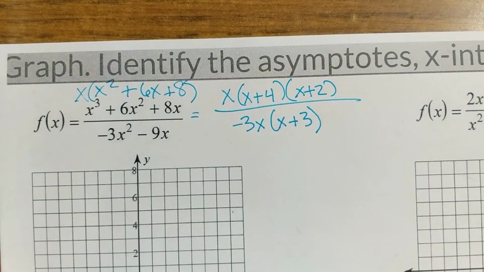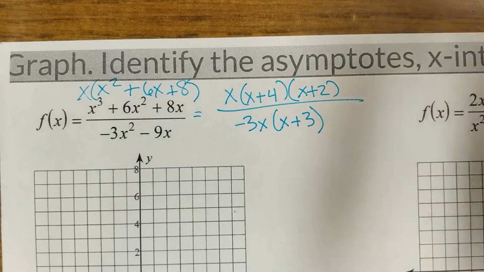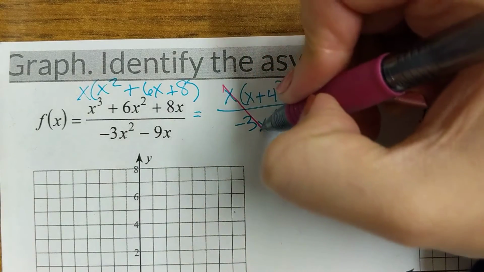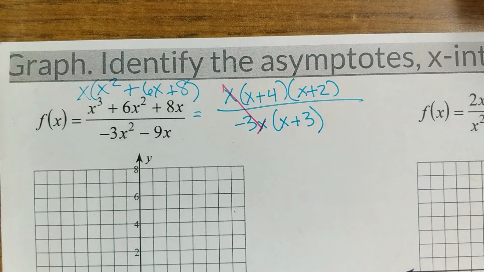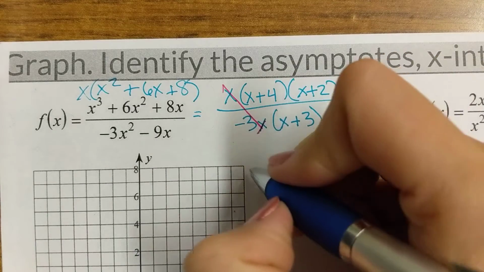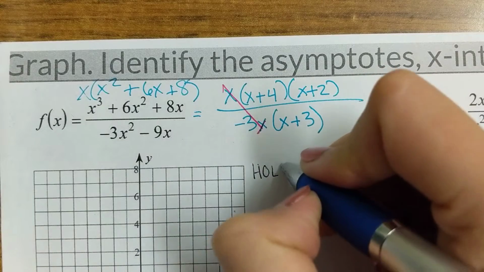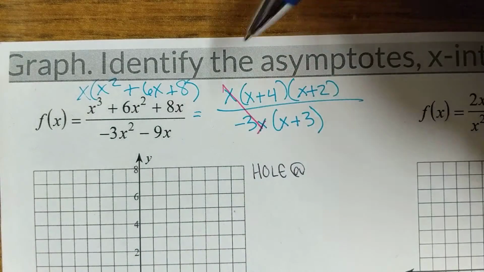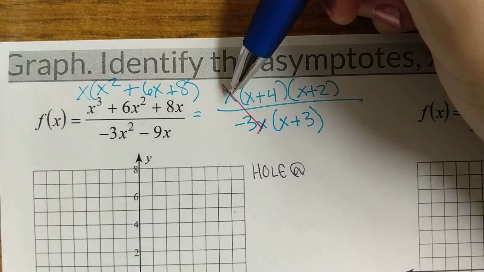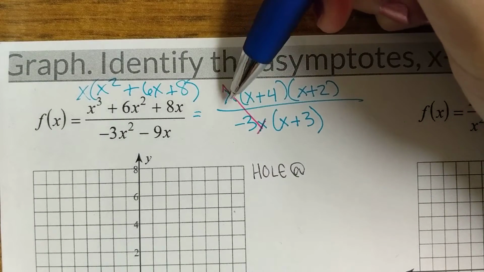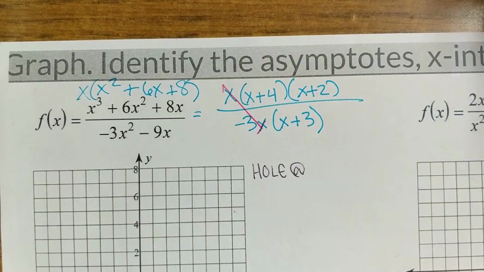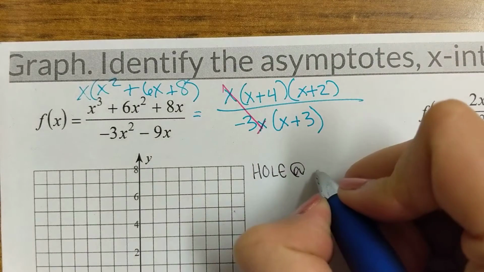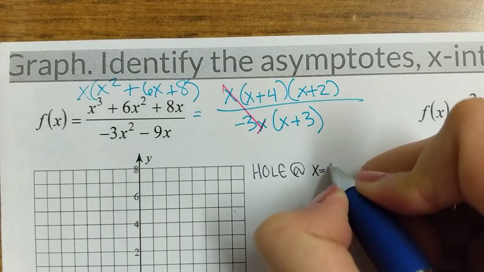All right. I notice that x over x is 1. Anything that reduces is a hole. So we have a hole at whatever makes the factors that are being crossed off equal to 0, which is literally x equals 0. So a hole at x equals 0.